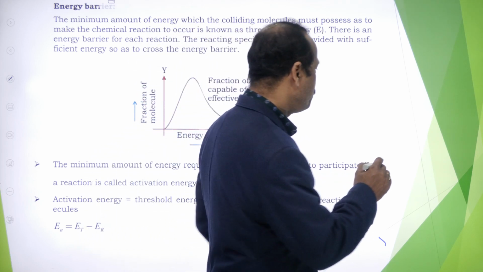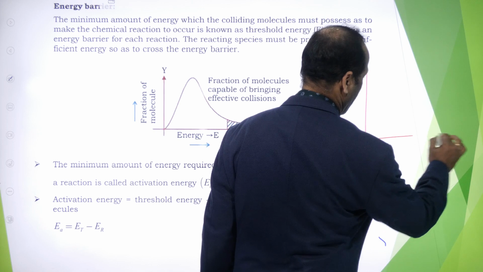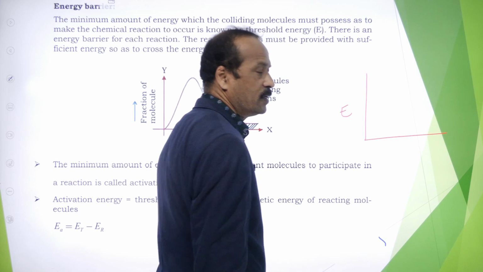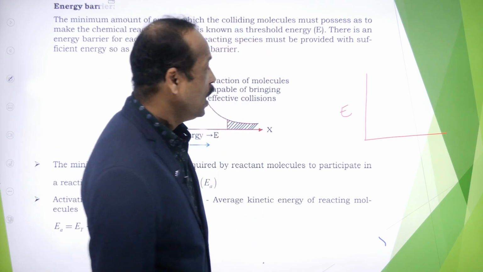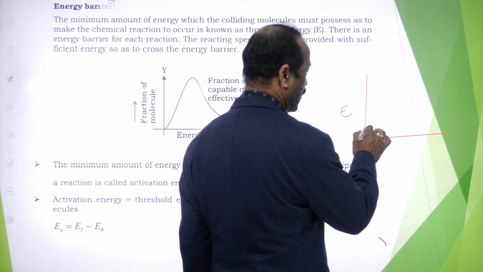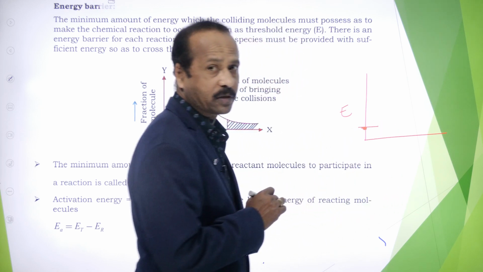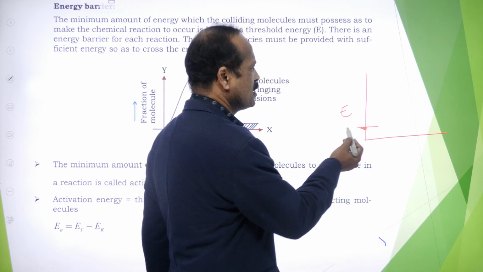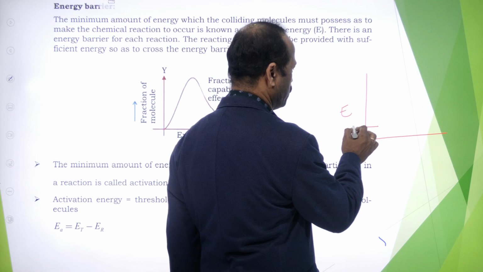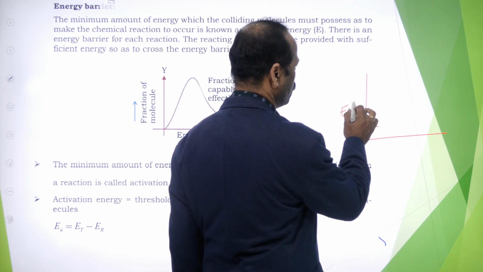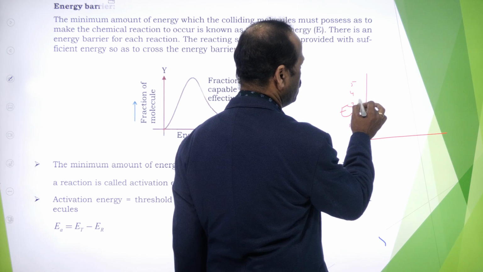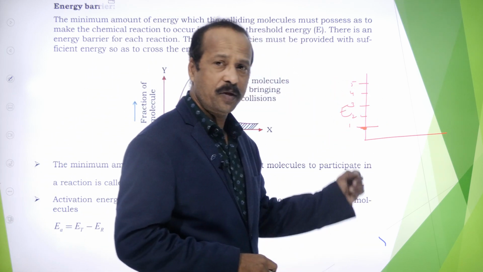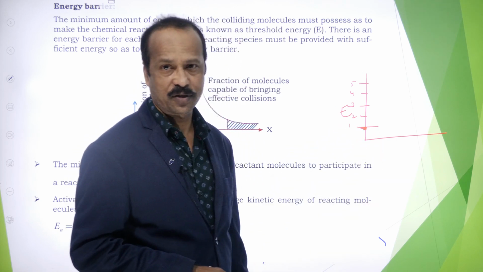For example, here we'll take a graph. Let us take the y-axis representing the energy. Here there are reactant molecules. The reactant molecules have this much amount of energy. You can take any values, like 1 kilojoule, 2 kilojoule, 3 kilojoule, 4 kilojoule, 5 kilojoule, some certain amount of energy. So here the reactant molecules have this amount of energy.